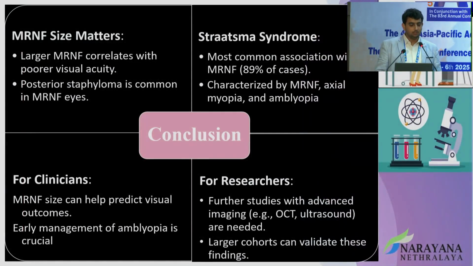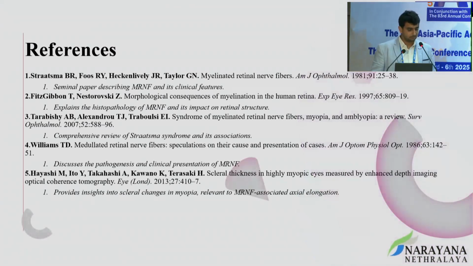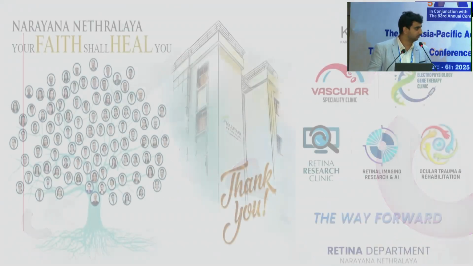In conclusion, the MRNF size does matter, as larger MRNF can correlate with poorer visual acuity. Schachmer syndrome is the most common association with MRNF, characterized by axial myopia and amblyopia. For clinicians, MRNF size can help predict visual outcomes, and early management of amblyopia is crucial. For researchers, further studies with advanced imaging are needed, and larger cohorts can validate these findings. These are my references. Thank you.